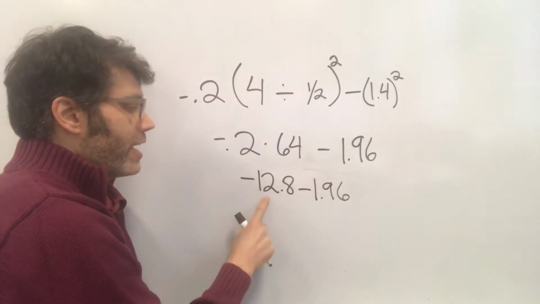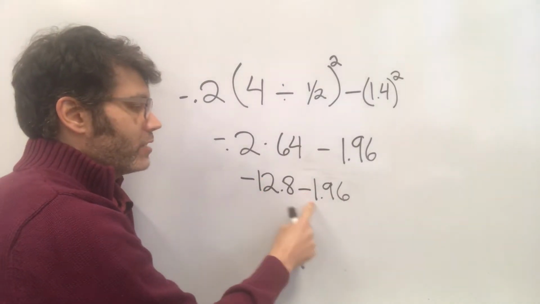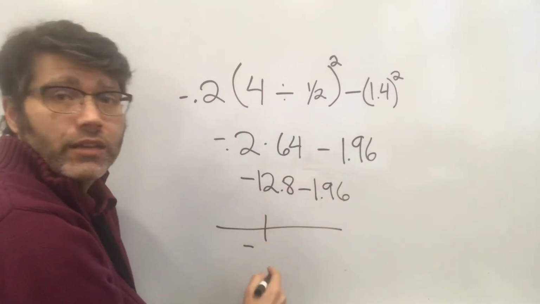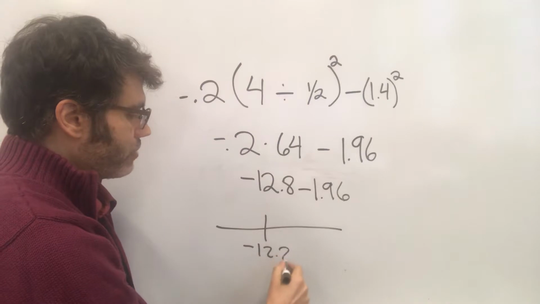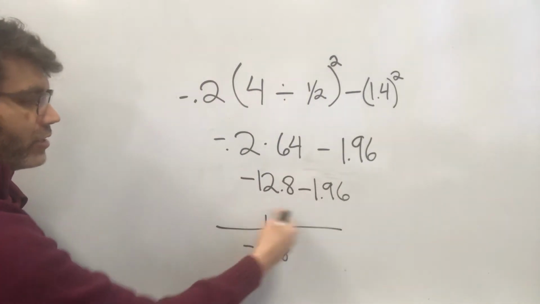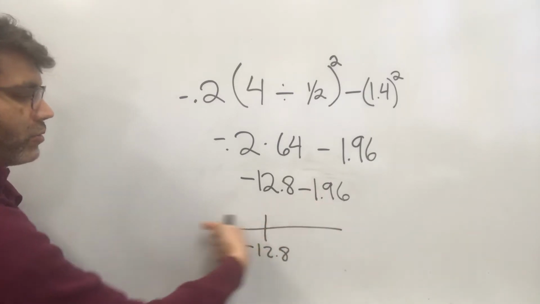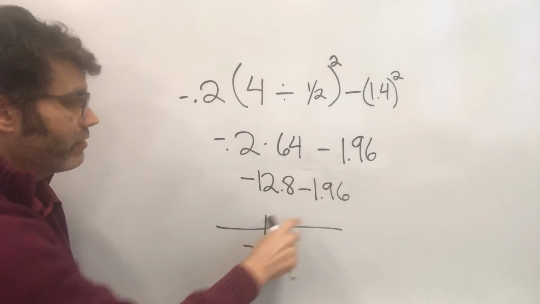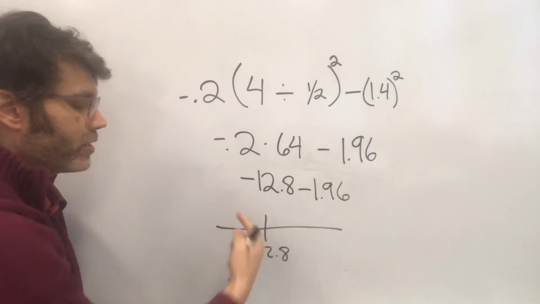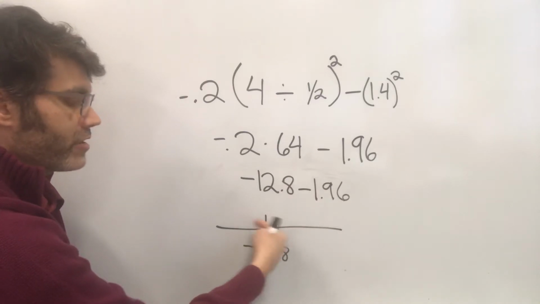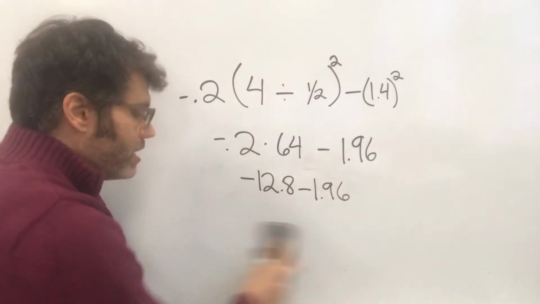Since we have a negative number and we're subtracting this positive number, it's like we're starting at negative 12.8 on the number line, and we're moving to the left 1.96, because we're subtracting. So we're going to get even more negative. How much more negative? 1.96 more negative. So what you could do is kind of just add these two together, but know that your ultimate answer is going to be even more negative.